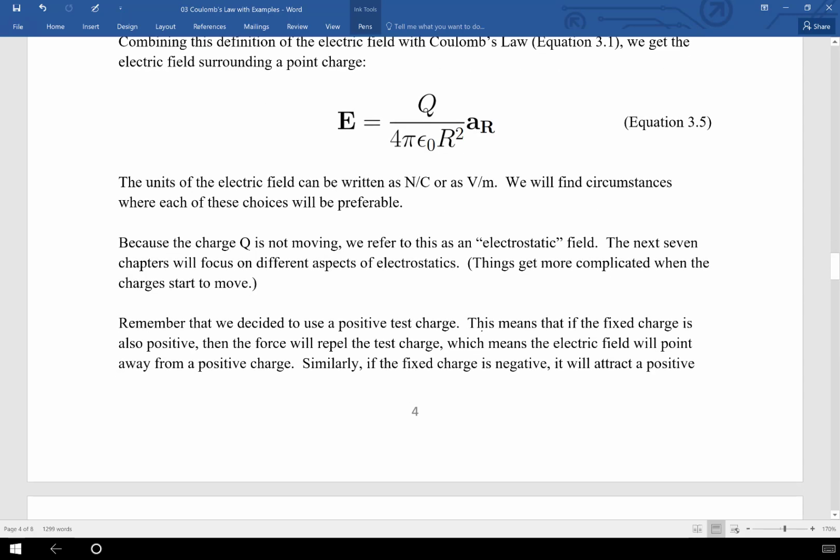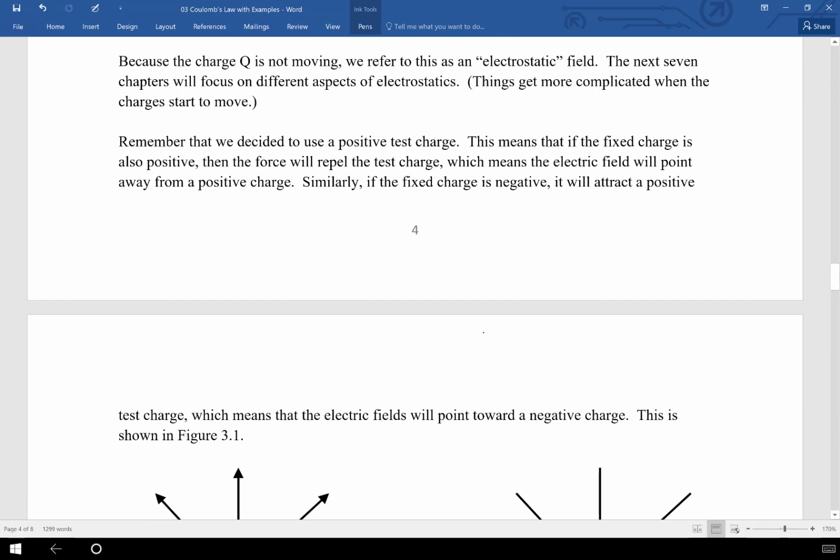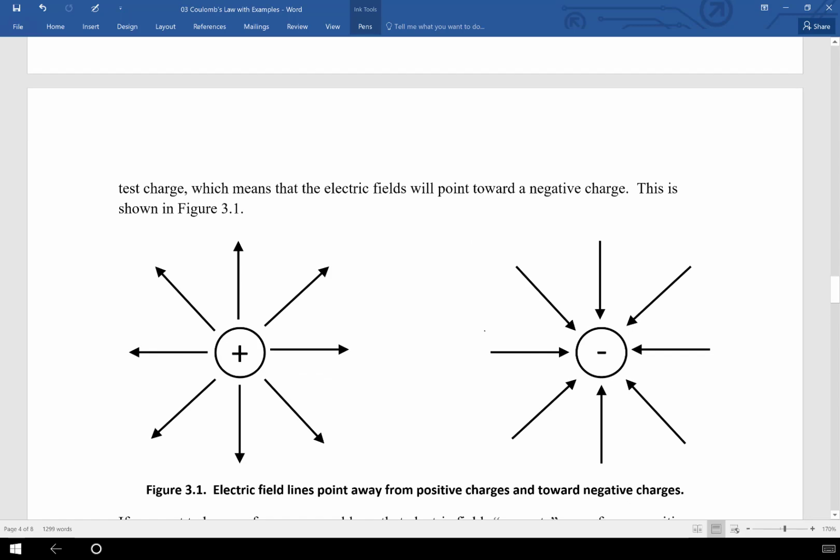Remember that we started with a positive test charge. So we're going to fix this charge, whether it's positive or negative, we don't know. But when we're testing it, we're going to only use a positive test charge. And so that positive test charge, of course, would be repelled by a fixed positive charge, and it would be attracted to a negative fixed charge. So that means if I put, and let's imagine, for example, that I put a 1 Coulomb charge right here, and the fixed charge is also positive, well then clearly that 1 Coulomb charge is going to be repelled. And more generally, the electric field is going to point away from a positive charge.